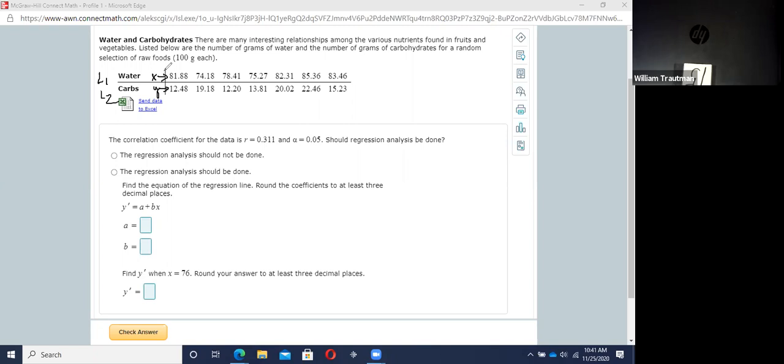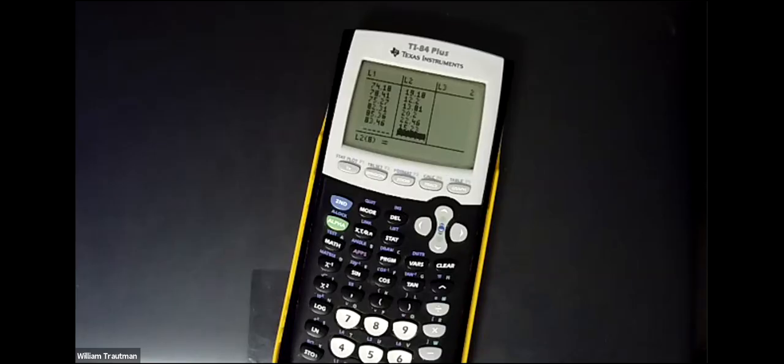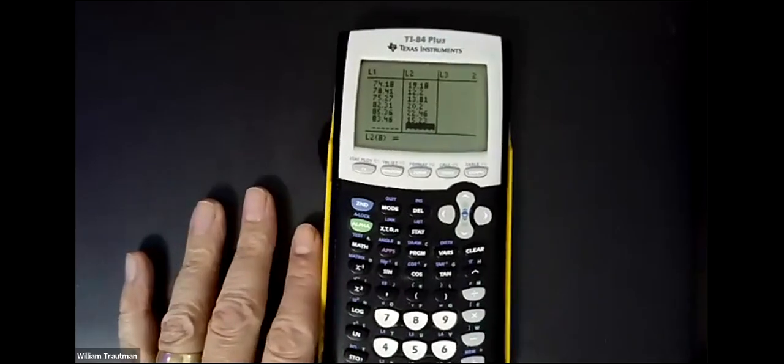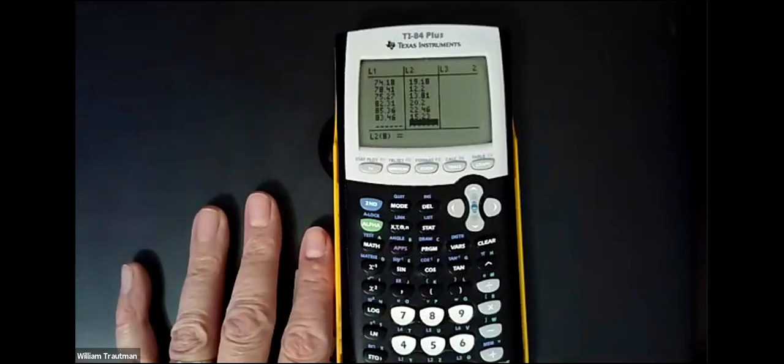19.81, 12.2, 13.81, 20.2, 20, there we go, 22.46, and 15.23. And I don't know what I did with the rest of those. Okay, so I think I have them all in now. I think I typed them all in correctly. We'll see, because I'm going to type my answer in and see if I got it right.